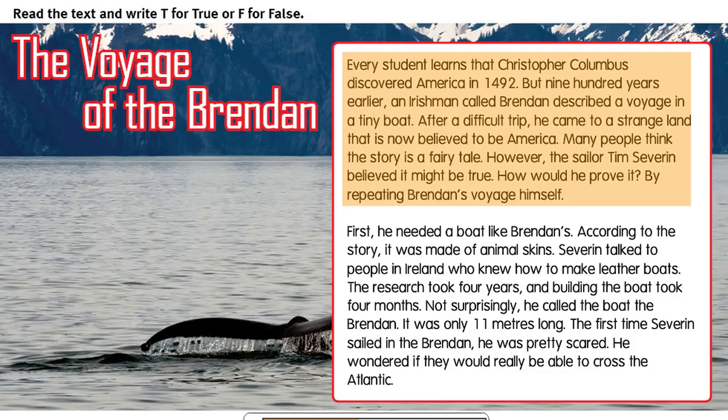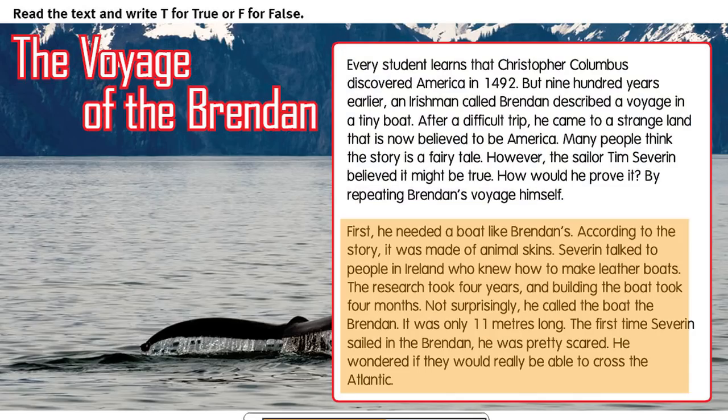However, the sailor Tim Severin believed it might be true. How would he prove it? By repeating Brendon's voyage himself. First, he needed a boat like Brendon's. According to the story, it was made of animal skins. Severin talked to people in Ireland who knew how to make leather boats. The research took 4 years and building the boat took 4 months.